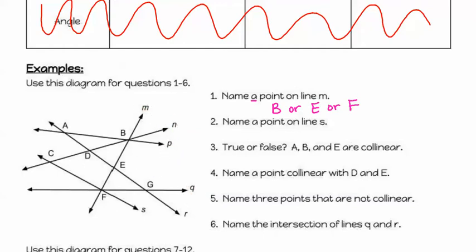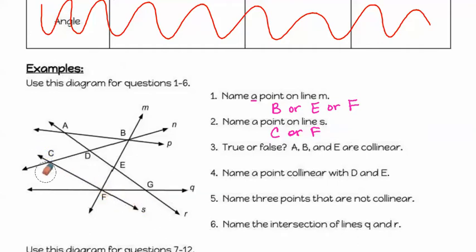Okay, so let's go on to number 2. Name a point on line S. So in this case, we're going to find line S right here, and we want to name a point on that line. Now here we can see that there are 2 points of intersection, C, where those 2 lines intersect, and F, where those lines intersect. So either one of those would consist of a point on line S.